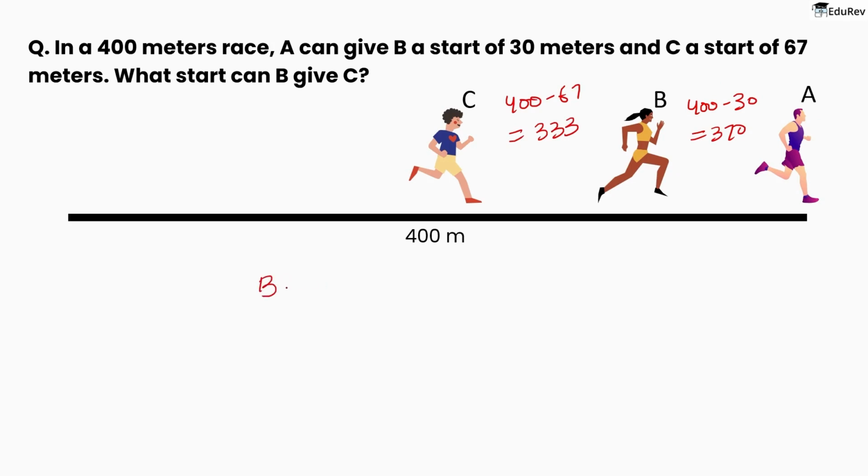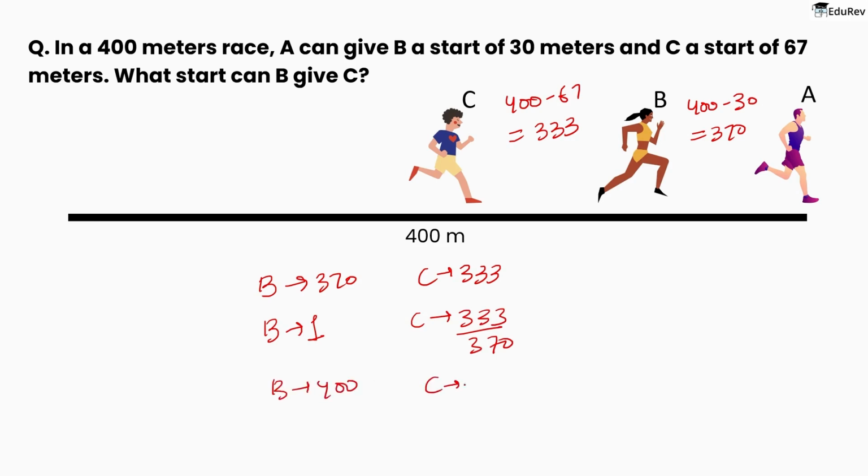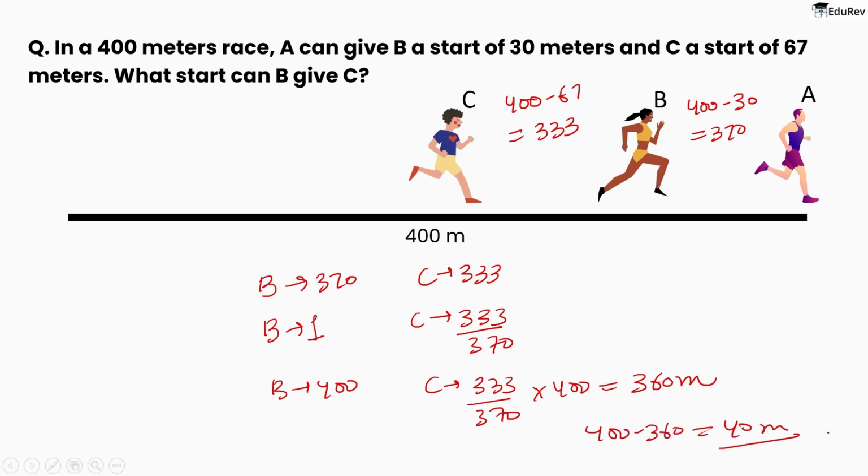From here we can make when B is at 370 meters, then C will be at 333 meters. By unitary method, we can say that when B is at 1 meter, C will be at 333 upon 370 meters. So when B will be at 400 meters, then C will be at 400 into 333 upon 370, which will give us 360 meters. So 400 minus 360 equals to 40. So B can give C a start of 40 meters.